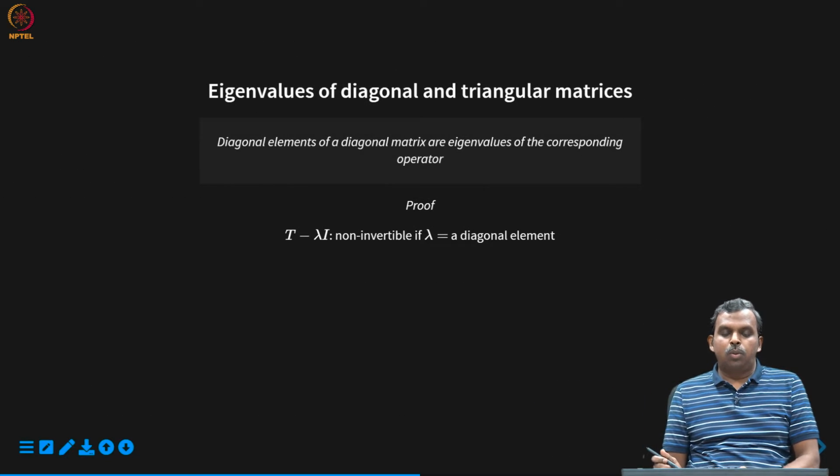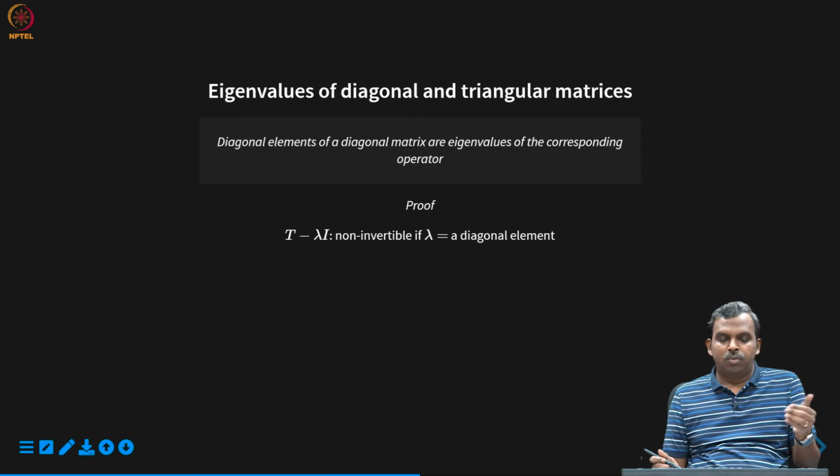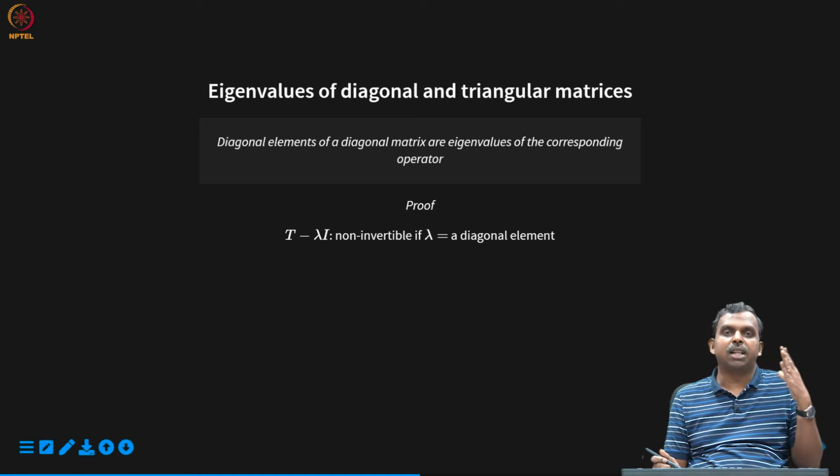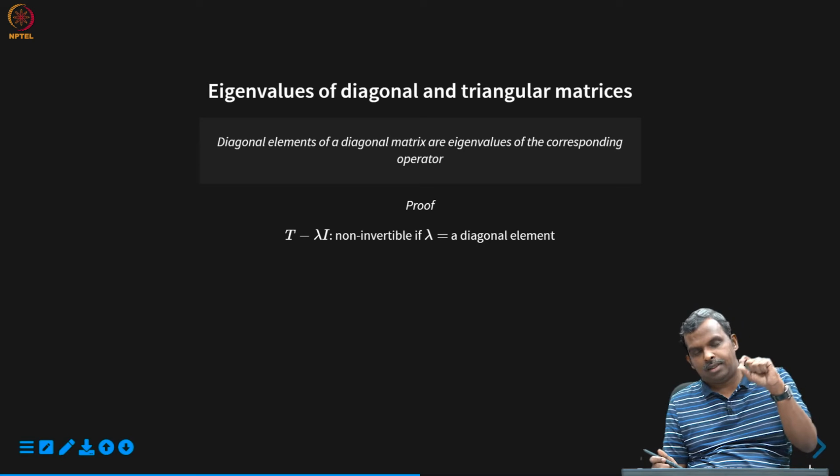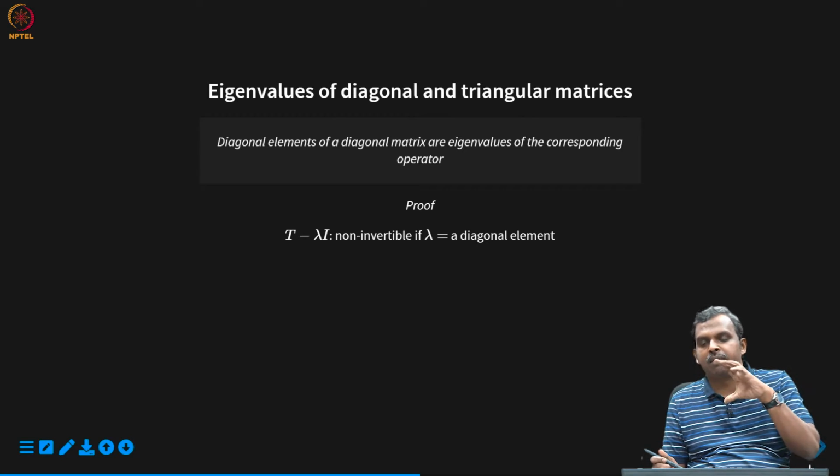Okay, so now that we know so much about eigenvalues, let's start trying to find eigenvalues for some simple matrices. We'll start with diagonal and triangular matrices. You know what diagonal matrices are, right? Non-zero values only on the diagonal, everything else is zero.